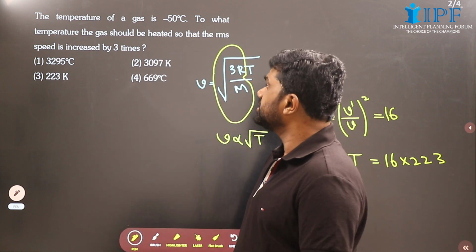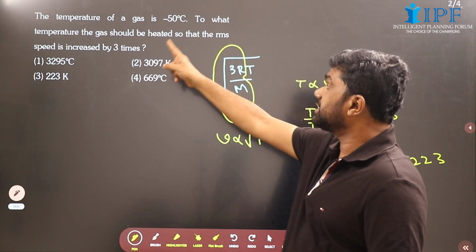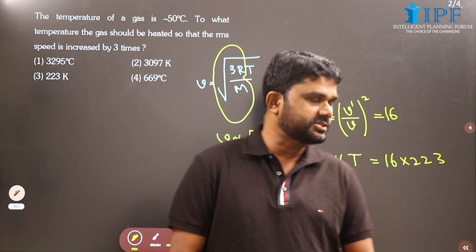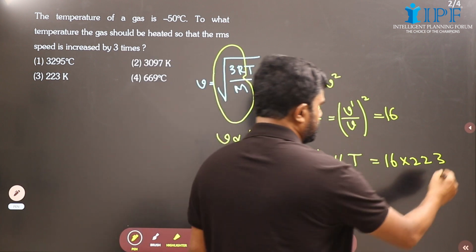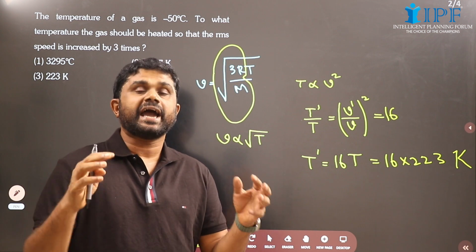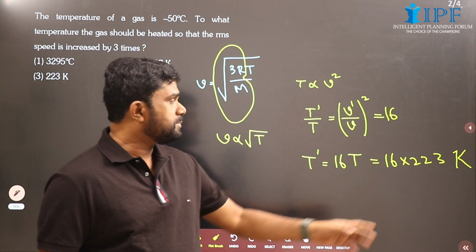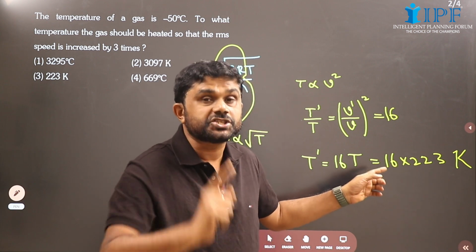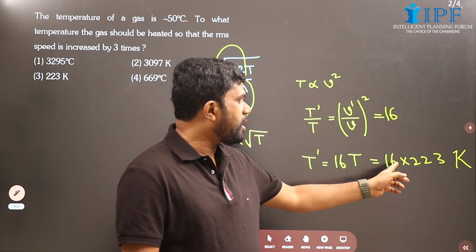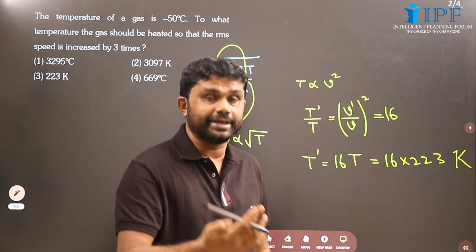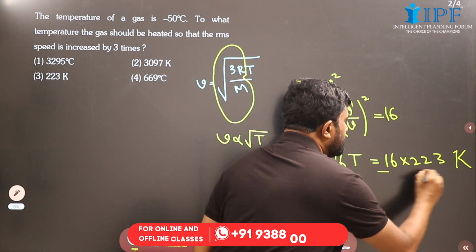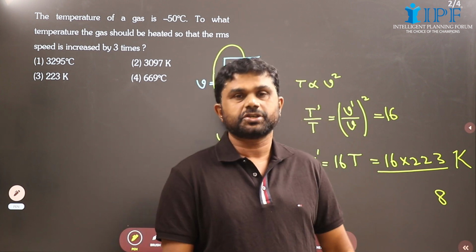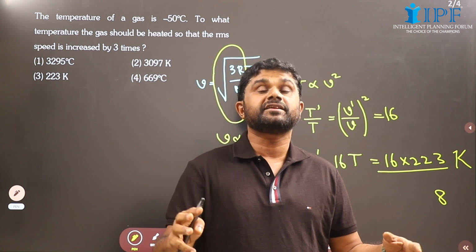Now, what is the question? To what temperature the gas should be heated, meaning what should be the final temperature. This must be the final temperature, this much Kelvin. If the answer is given in Kelvin, look at the unit position: when you multiply these two, you put 6 into 3, that is 18. So the product must have 8 in the unit position, and the answer in Kelvin will end with 8.